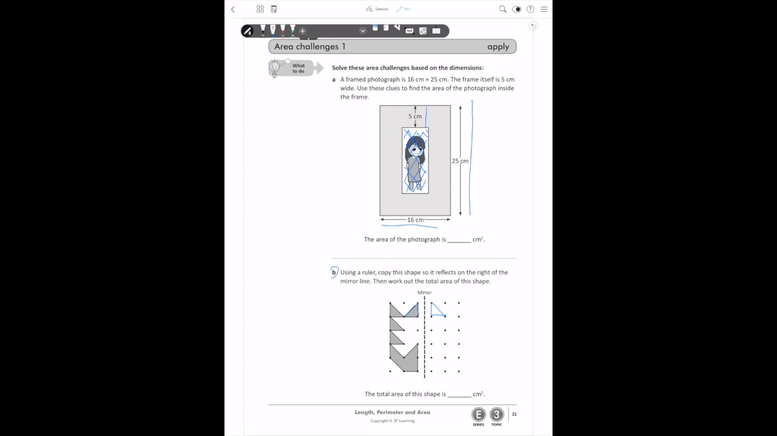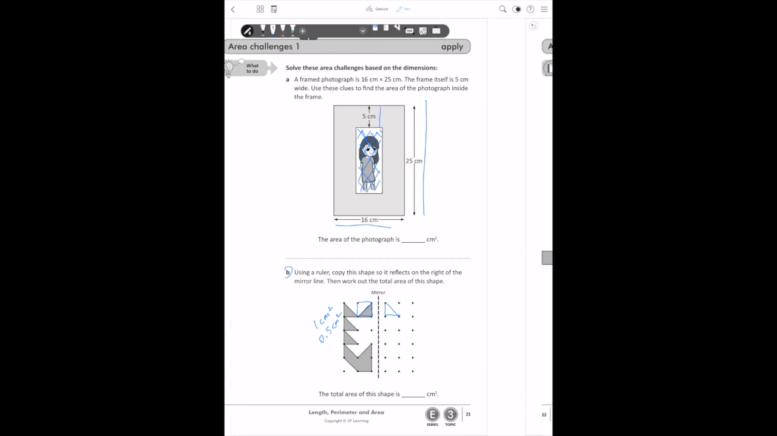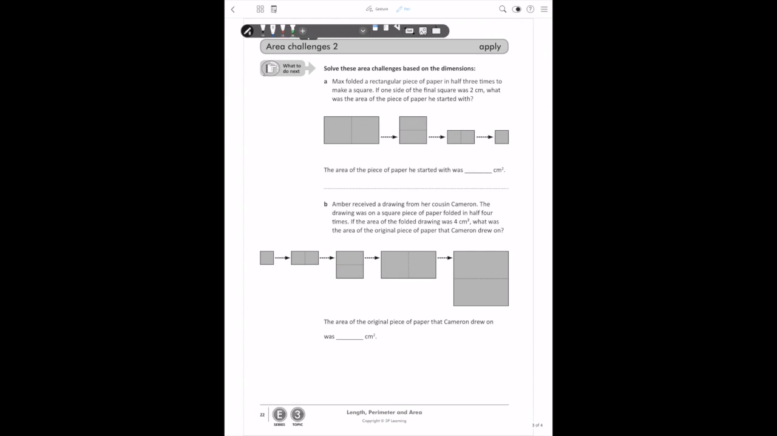Remember, if this is half a square, it's not 1 centimeter squared. It's just 0.5 squared centimeters, right? Okay. And now this challenge.